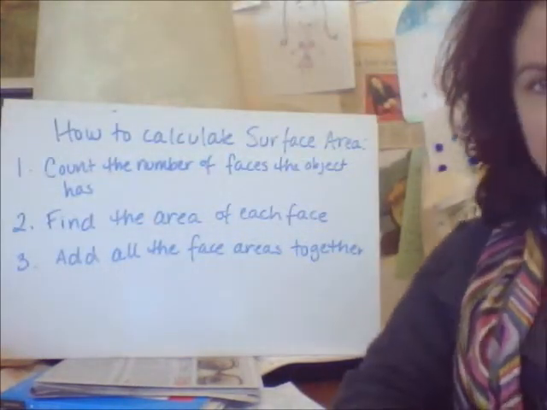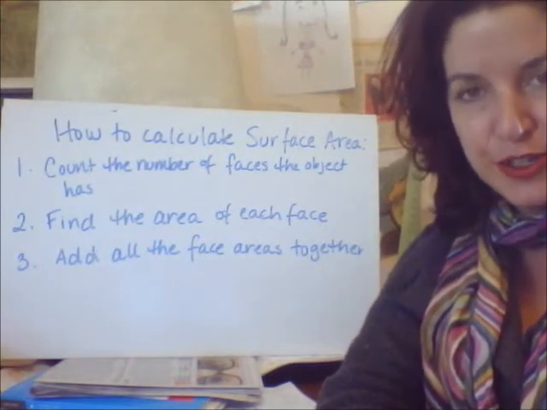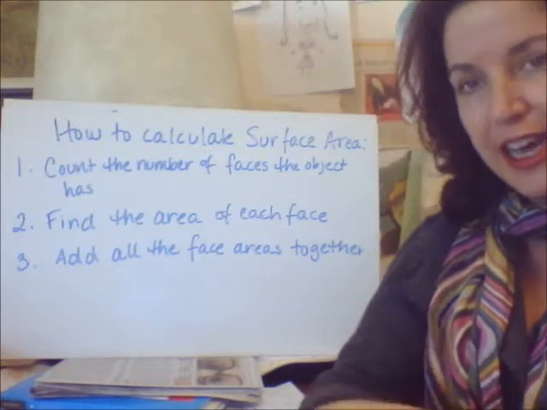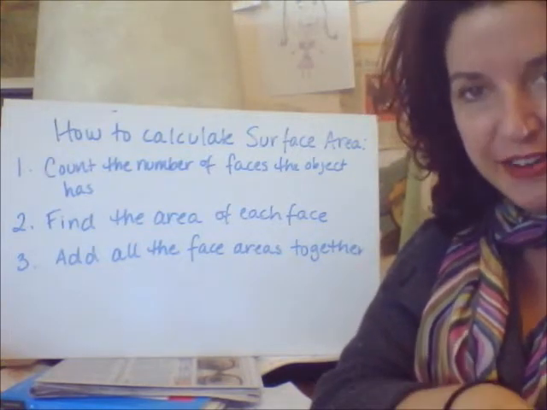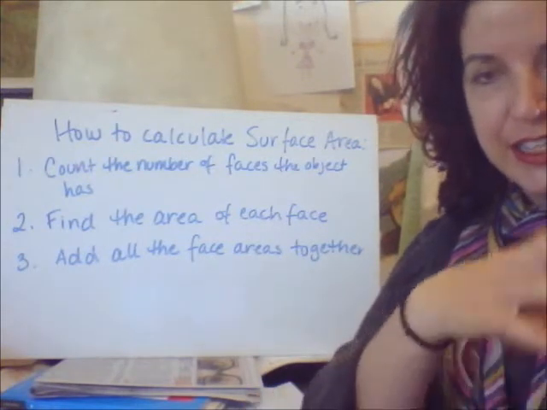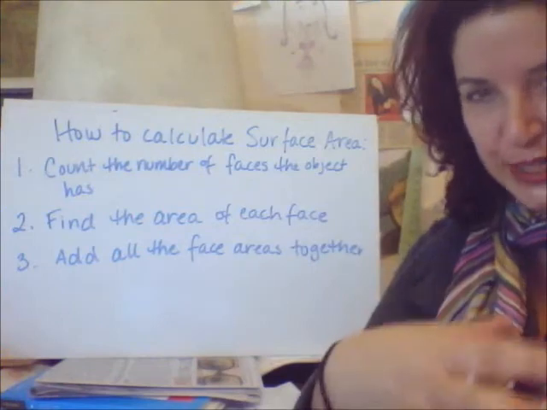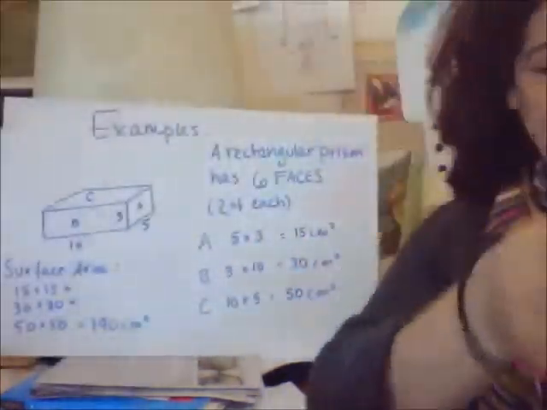So how do you find the surface area? The first thing you want to do is count the number of faces in the three-dimensional object. Count how many faces it has. Then you're going to find the area for each face and add all those areas together to get the total surface area. Pretty simple. So let's look at an example.